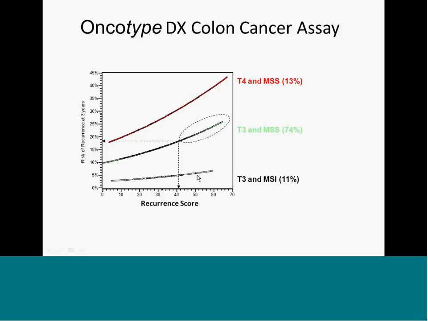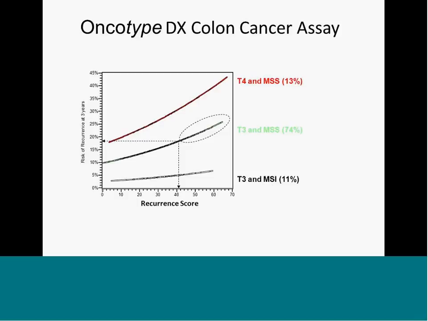Can this actually be done on fixed tissue after the surgery? Correct. This can be done on FFPE. One of the advantages of RT-PCR is that it can be done on FFPE. So this is all done on FFPE. If you want to consider ordering an Oncotype DX in your stage 2 patient, and you're determining whether they really need adjuvant therapy or not, the first thing to do is order MSI. If they're MSI, no need for adjuvant therapy, no need to order Oncotype DX, you're done.